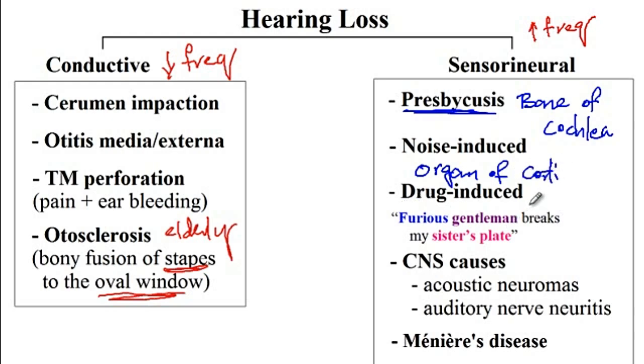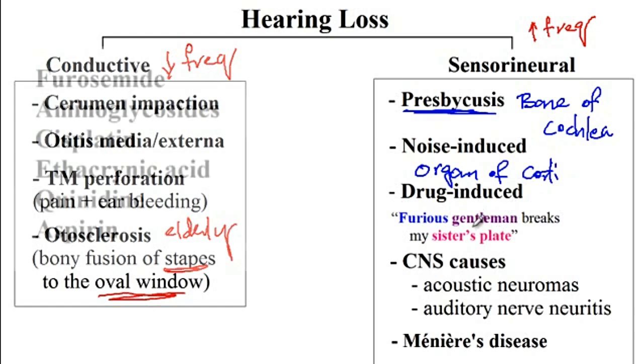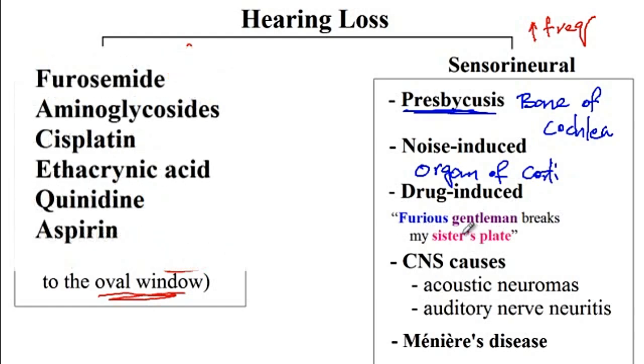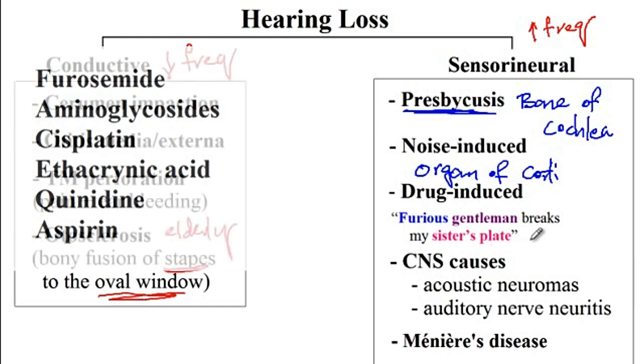And then there are different drugs that can cause hearing loss, examples of which include furosemide, aminoglycosides like gentamicin, as well as cisplatin. So here I've provided you with a memory aid: Furious gentleman breaks my sister's plate. So furosemide, gentamicin, which is an example of an aminoglycoside, and cisplatin. We could also add ethacrynic acid, which is also a loop diuretic similar to furosemide, to the list. Other medications also include quinidine as well as aspirin.